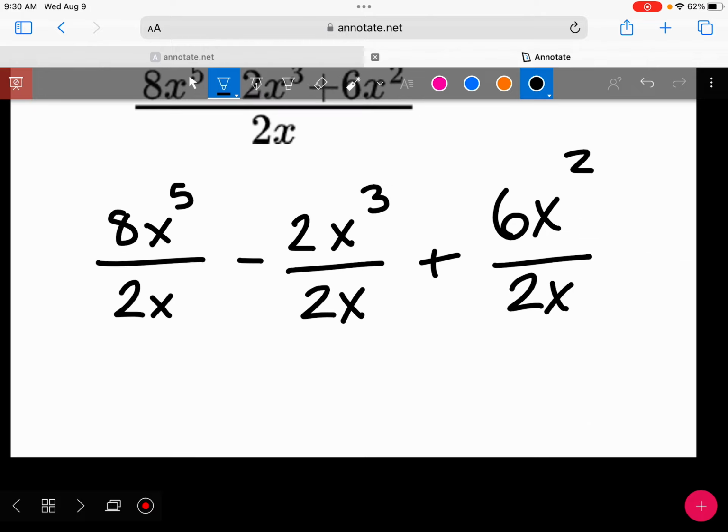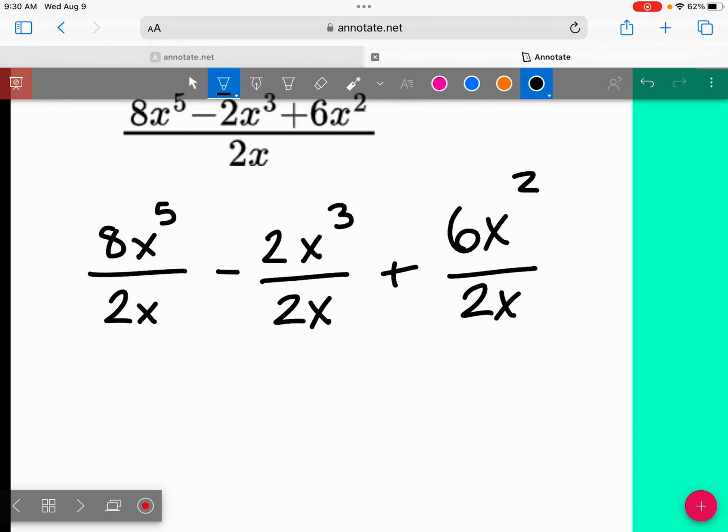4x to the what? To the 4th. One of those x's cancels out. So 8 divided by 2 gives us 4. X to the 5th divided by x gives us x to the 4th. The minus sign drops down. What does this one simplify down to? X squared. Watch out for the exponents. So 2 divided by 2 is 1. X cubed divided by x is x squared. 6x squared divided by 2x. 6x or 3x. 3x.